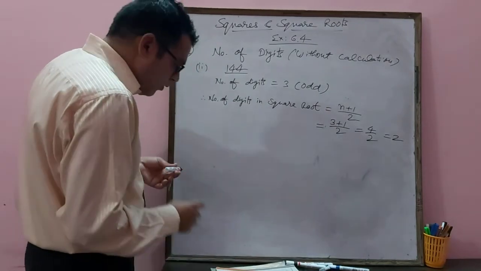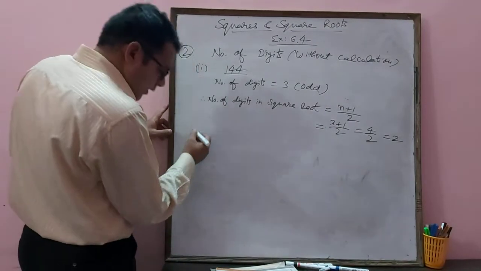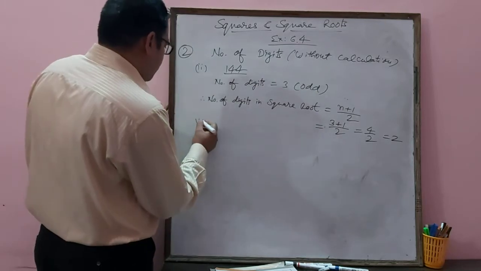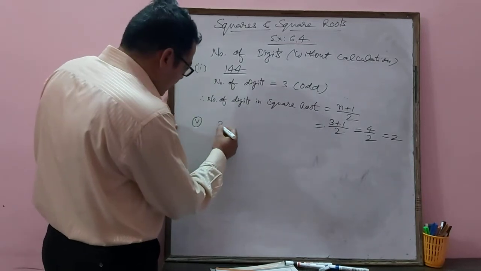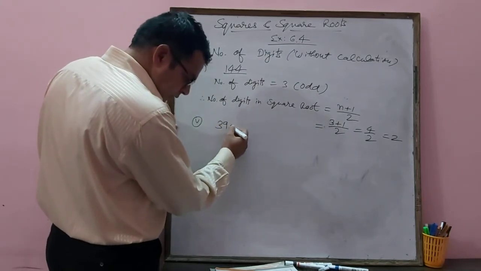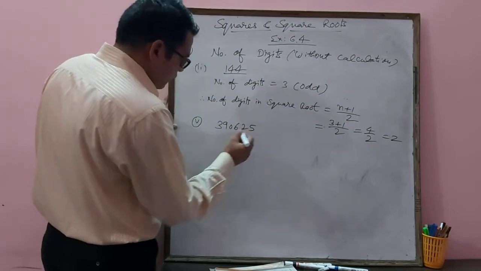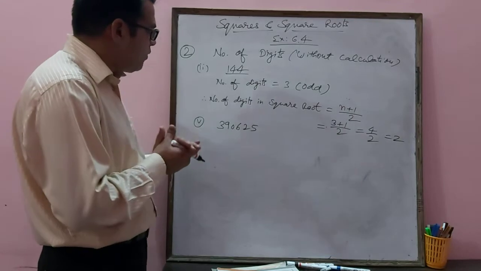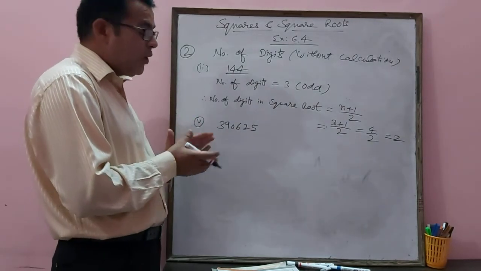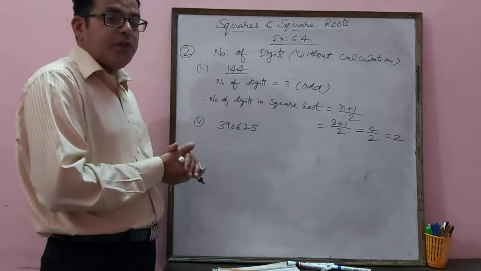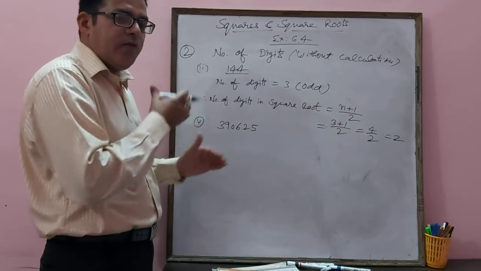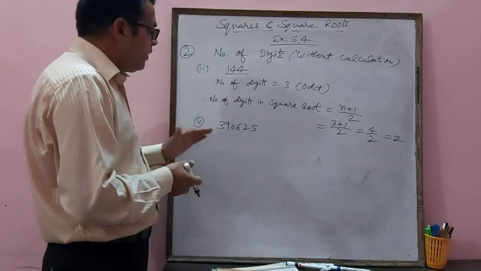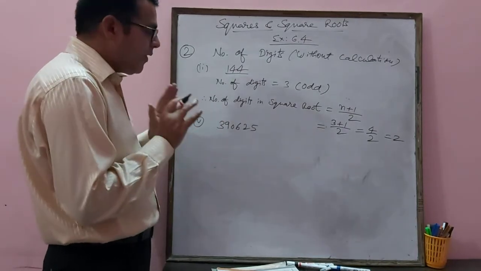One more part I want to solve here. This is the fifth part. A big number is given here, 390625, and you have to find how many digits will come in the square root of this number. No need to find the square root of this big number; it would be very complicated. Just apply the formula.